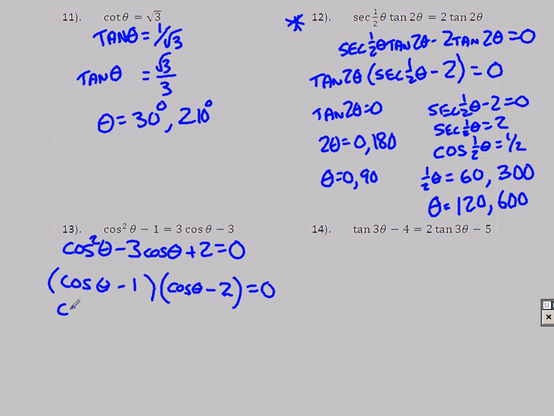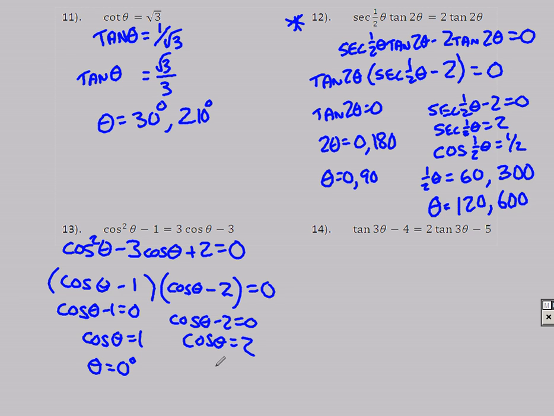I'm going to set each of those equal to 0. When 2 factors multiplied together equal 0, that means each one must equal 0. So I'll get cosine theta equals 1, or cosine theta equals 2. When is cosine equal 1? When is my x value equal 1? That is only at 0 degrees. It's the only time it will equal 1. And when is cosine equal 2? Well, cosine can never be bigger than 1. So cosine can never equal 2, so there is no solution for that. So my only answer in this case is theta equals 0 degrees.